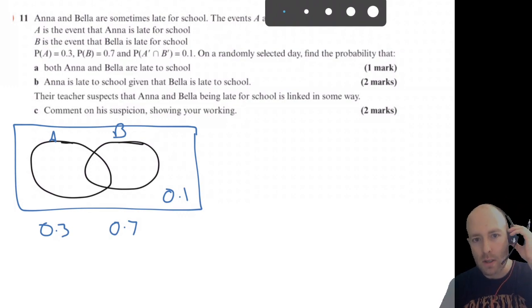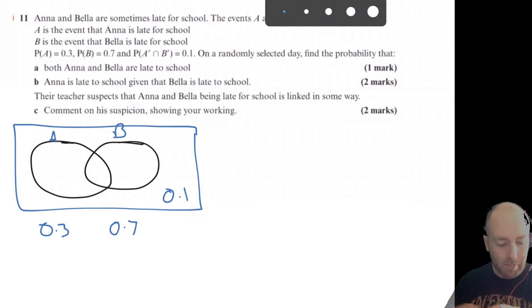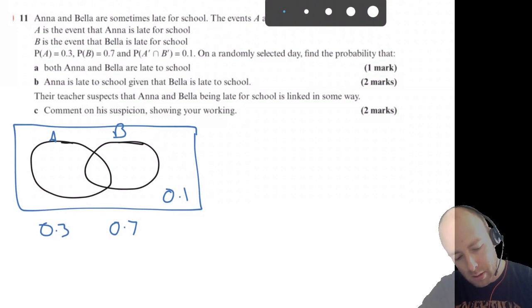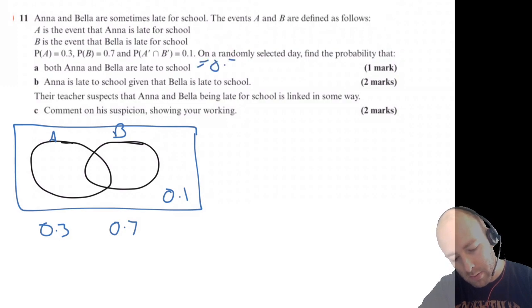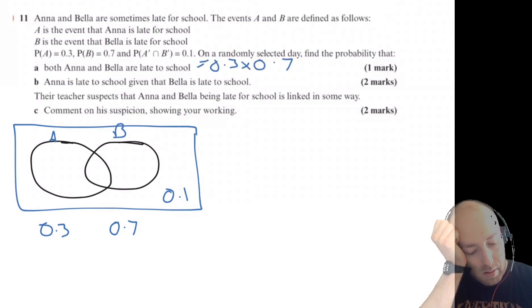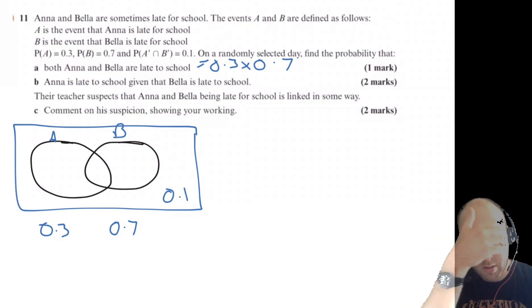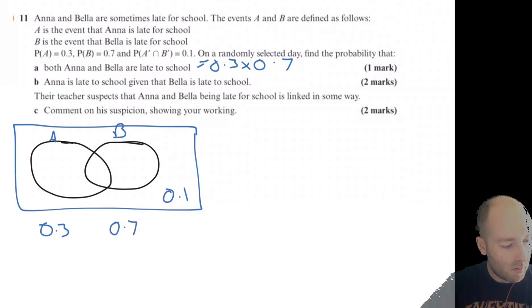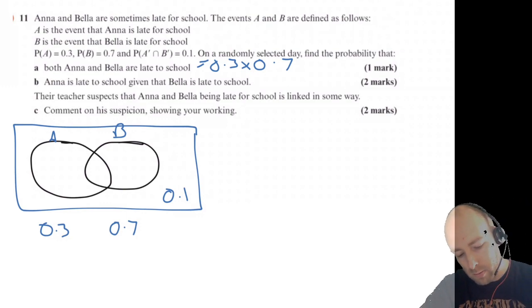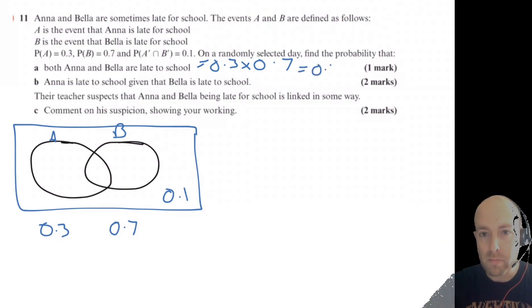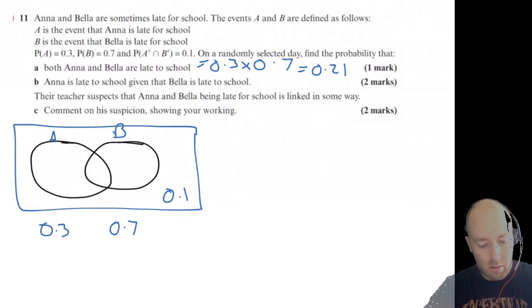Yeah, I think in this case we're going to have to just times them both together. So 0.3 times 0.7. I suppose. Is there any way around this? Yeah, for 1 mark, I think that's all it's going to be. So 0.21 for that one. Okay. Next one.